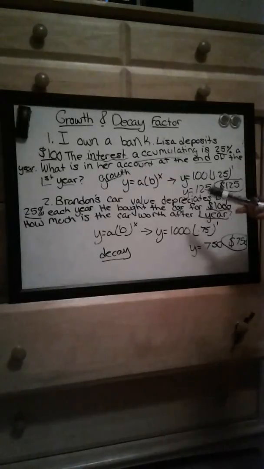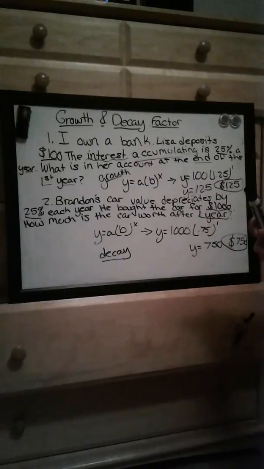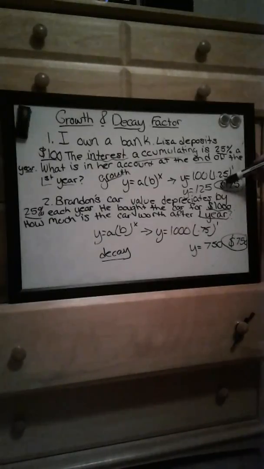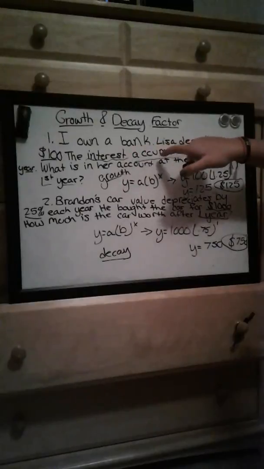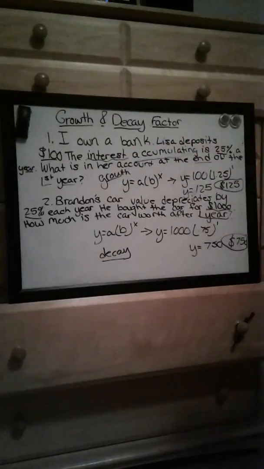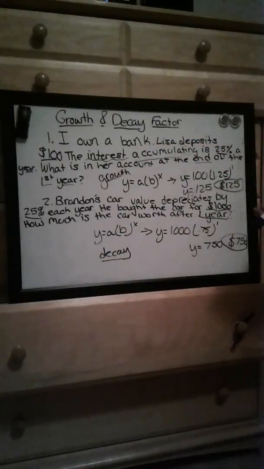Since we know that y is the money that we're looking for, and we know that y is dependent on x, we can say that y, how much money is in the account, is going to be $125. So we know that this was growth because she started out with 100 and went to 125, and also because of interest and accumulating. So on to the next problem.